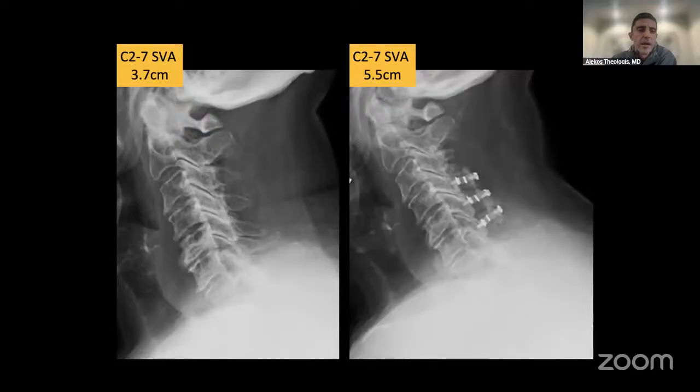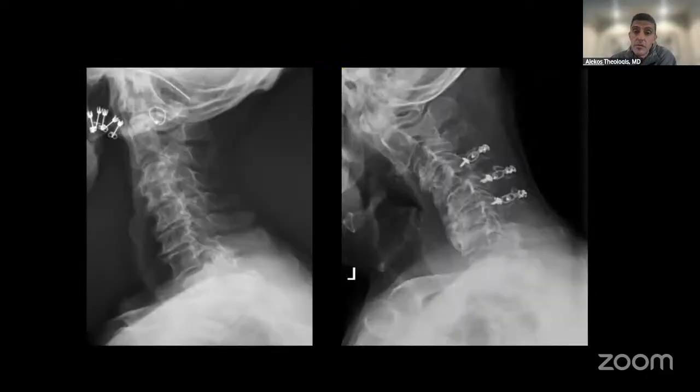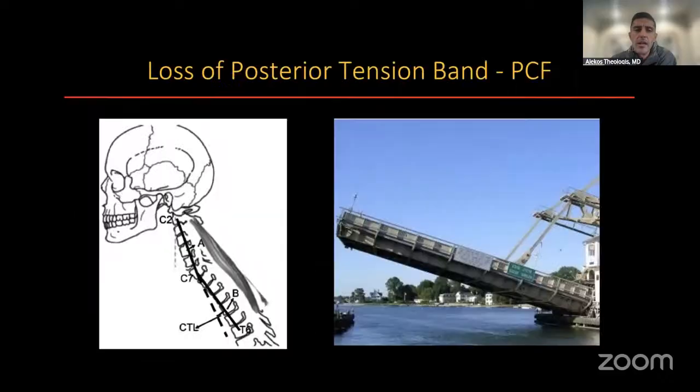This is a patient of mine, started off with not a terrible deformity, a C2-7 SVA of 3.7 centimeters, which is within, quote, normal, and then got worse postoperatively by nearly 2 centimeters. A patient also with worsening posture after a laminoplasty. Again, not a very significant, quote, deformity, but relatively high T1 slope and became, frankly, kyphotic postoperatively.